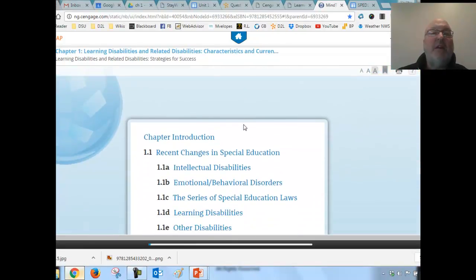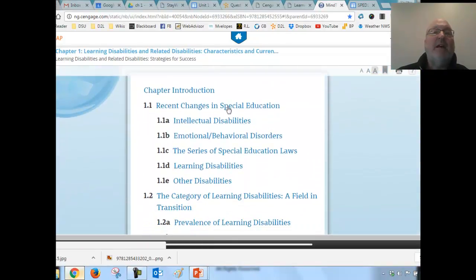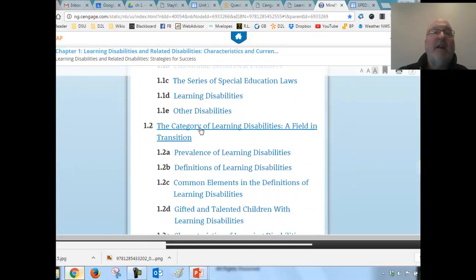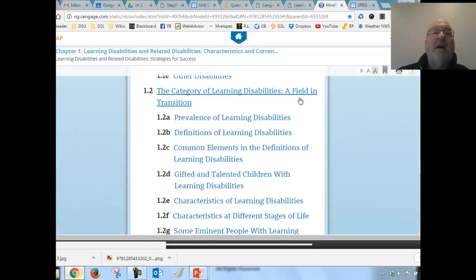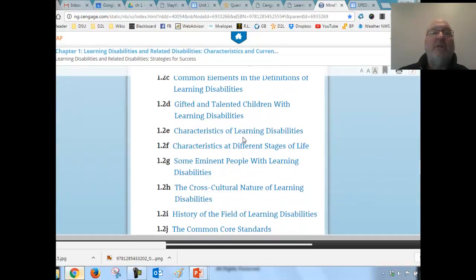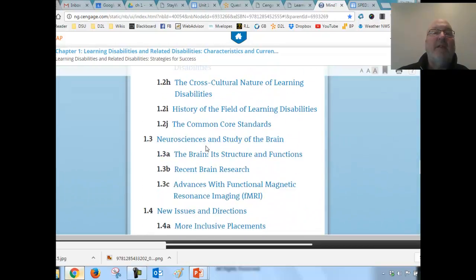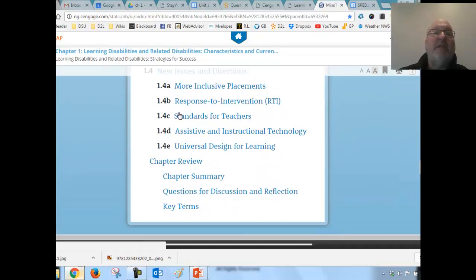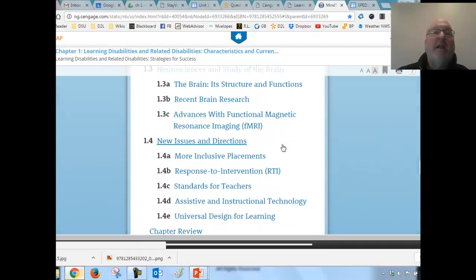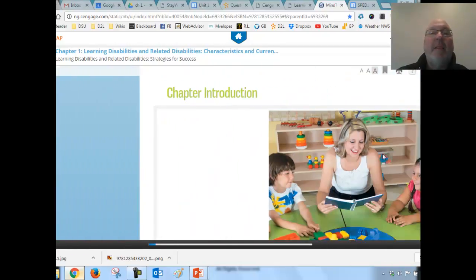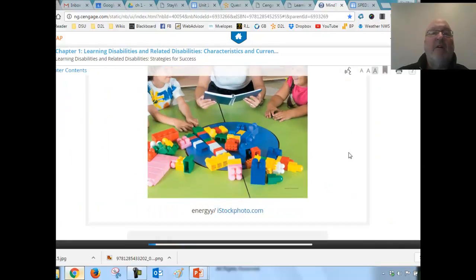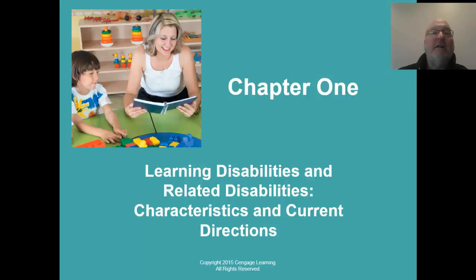So let's start in the textbook here where I show you the layout. Here is the part on intellectual disabilities, these things under changes in special ed. And then here's the ones on different disabilities, learning disabilities and emotional disturbance, things like that, cross-cultural things. And then neuroscience, we'll do 3 sections on that. And then this part on issues and directions. So this is the cover of it also here.